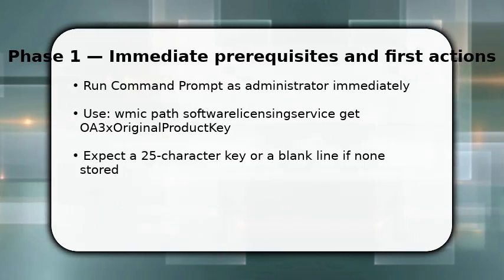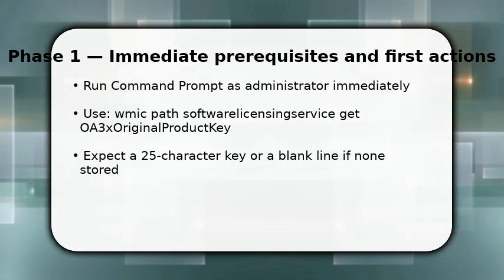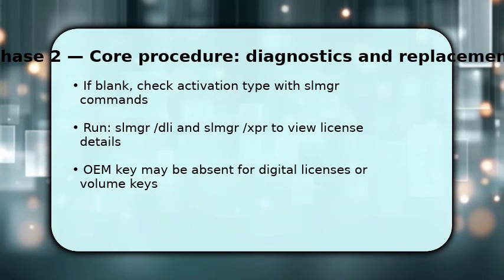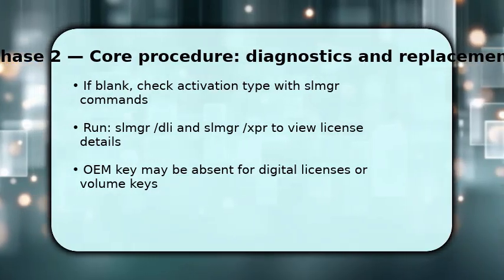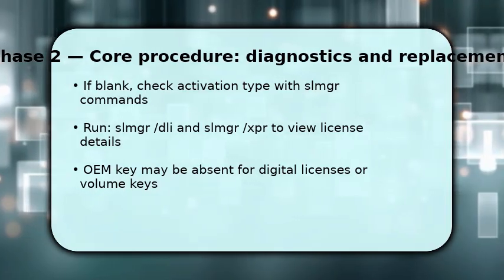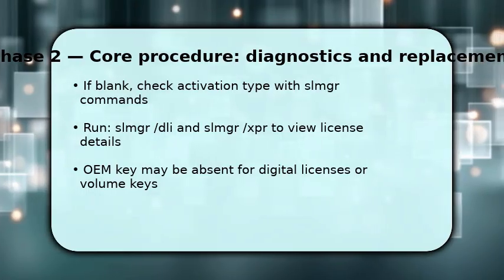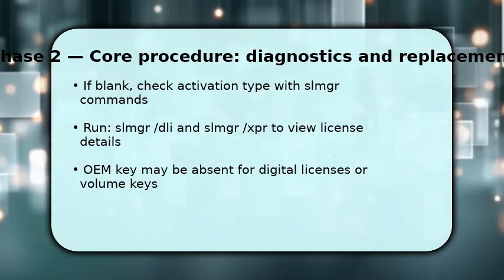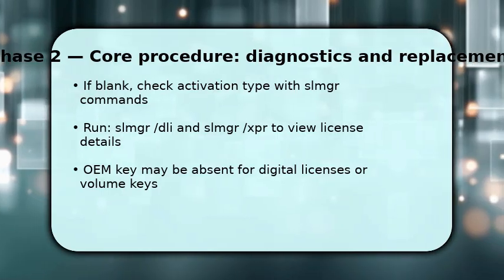If you see a key, copy it exactly. If the line is blank, continue to the next diagnostic steps. If the WMIC command returns nothing, you need to diagnose why. Run slmgr /dli to display current license information, and then slmgr /xpr to check activation permanence. These commands explain whether the system uses a digital entitlement, volume license, or OEM key.